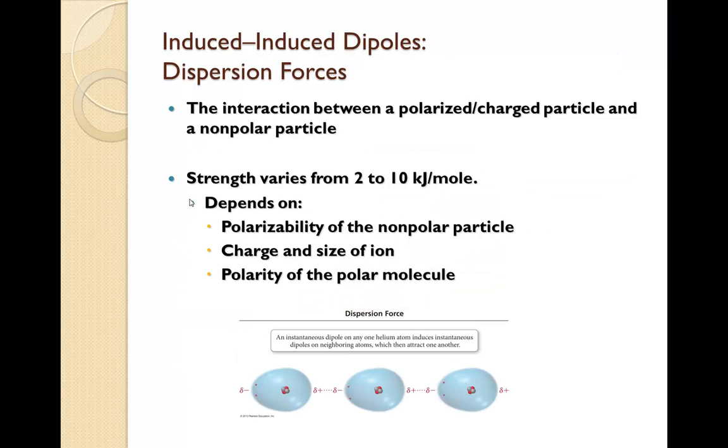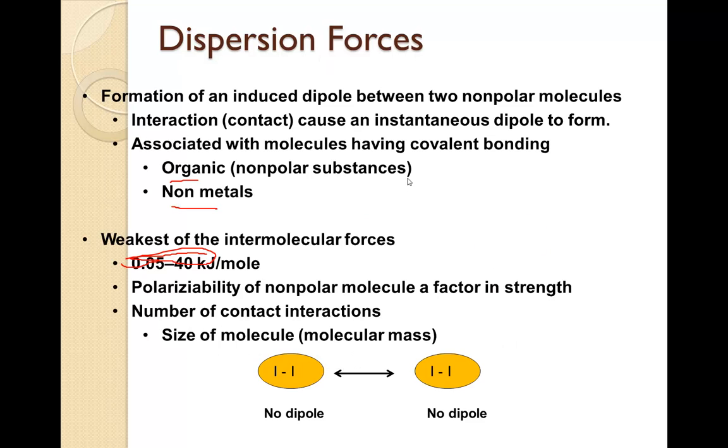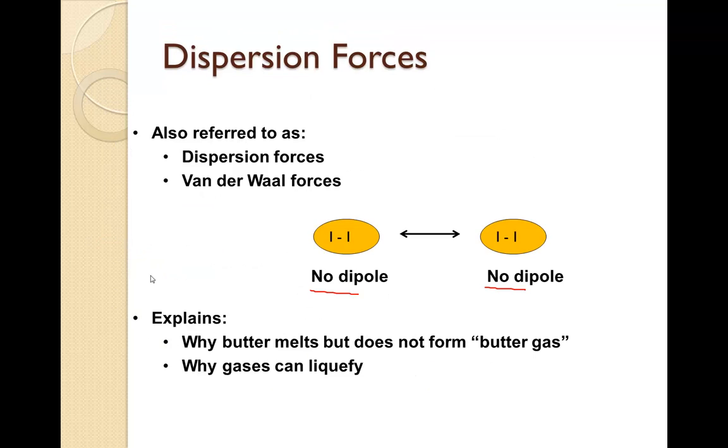So what if it's not just a nonpolar? What if we have something that has a polar charge next to it? The interaction between a polarized or a charged particle and a nonpolar particle is called an induced dipole. So this is something with the charge and something without a charge. The strength varies from 2 to 10 kilojoules. Notice that this other one, the strength is between 0.05 to 40 kilojoules. The starting point is far smaller.